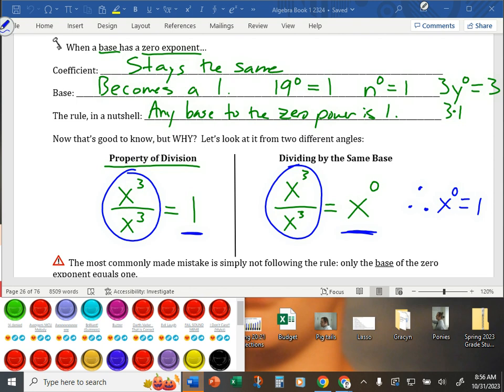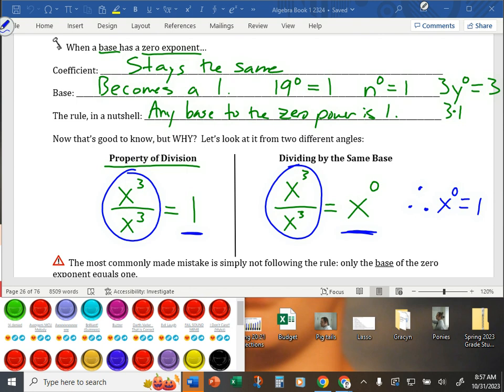Okay? And that goes for any base. If you understand how division works, that anything divided by itself is equal to 1, no matter what it is, and you also understand the rule that we subtract those powers, which means that this would equal x to the 0.